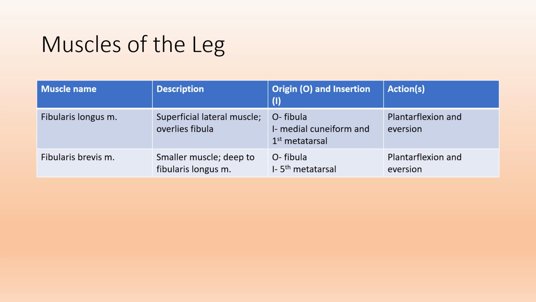Fibularis brevis, for the most part, is similar, coming from the fibula, but it doesn't go as far. It stops at the 5th metatarsal. And now, if you take your hand and run it along the lateral edge of your foot, you feel a very prominent bump. This is actually the tuberosity on the 5th metatarsal, which is where the fibularis brevis muscle inserts.